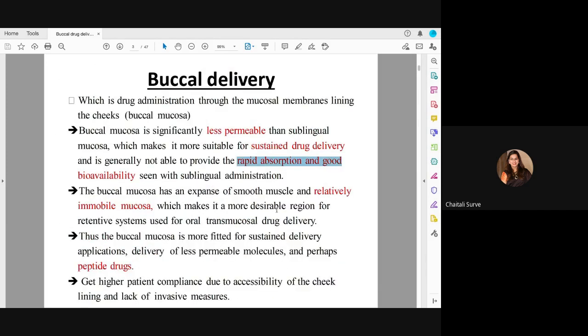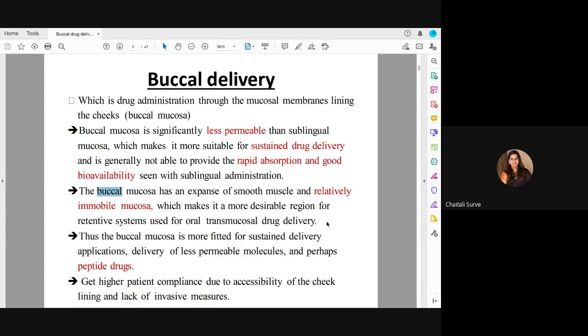Okay, next is buccal mucosa has an expanse of smooth muscle and relatively immobile mucosa, which makes it a more desirable region for retentive system used for oral transmucosal drug delivery. So, your buccal mucosa has a good smooth muscles, so the retention capacity of that particular dosage form is high when you talk about the buccal route, as compared obviously to the sublingual route.